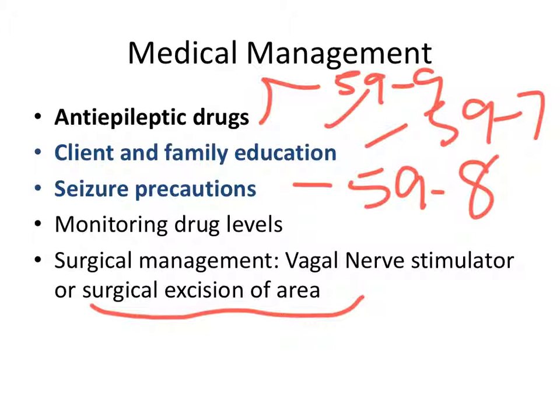Neurontin and Keppra are safer choices for seniors. Remember, your Dilantin can cause toxicity quicker in your seniors, so you want to use those medications with caution.